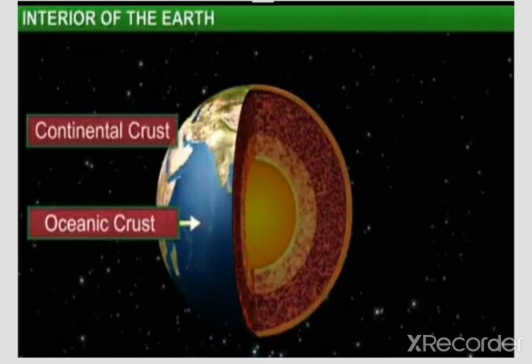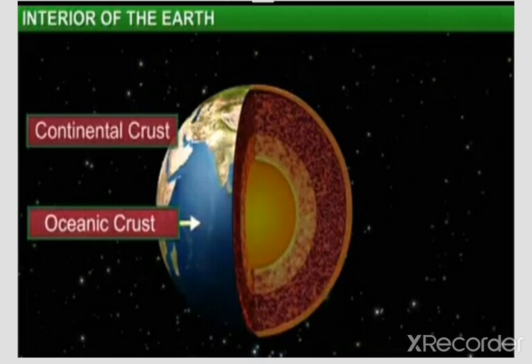As compared with the other layers, which are the mantle and core, the crust is the thinnest layer of the earth. Got it? Crust is the thinnest layer of the earth. So let us see the crust and its subdivided parts, because just now I told you that the crust is divided into two parts, the continental crust and oceanic crust.